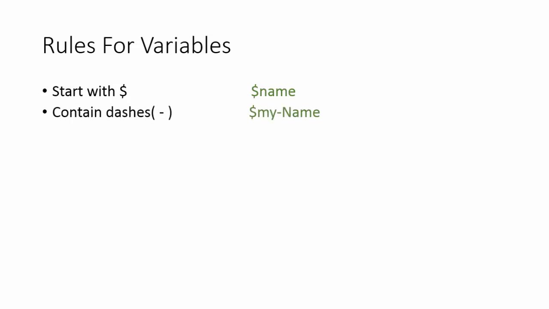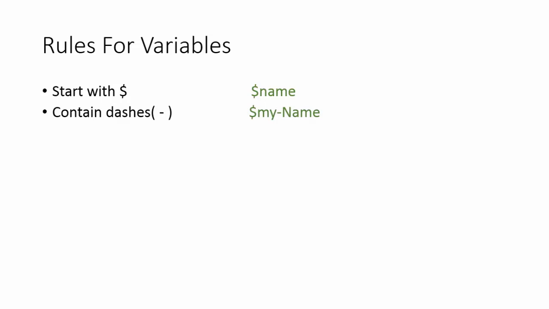But there are some core rules for variables in PHP. The first one will be in PHP, a variable name will start with the dollar sign. So if you want to have a variable name, then you must put a dollar symbol at the beginning. Next rule will be you are not allowed to add dashes at the beginning.